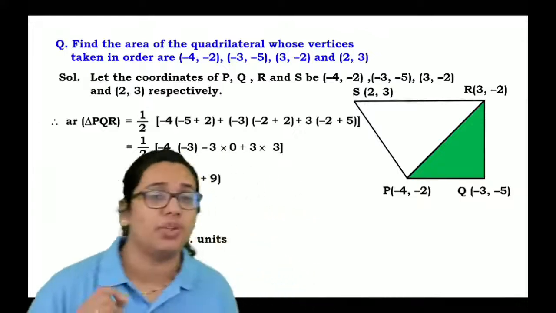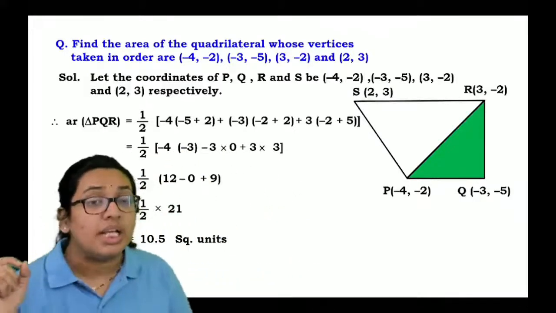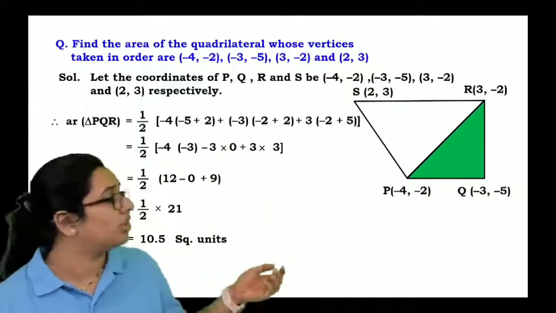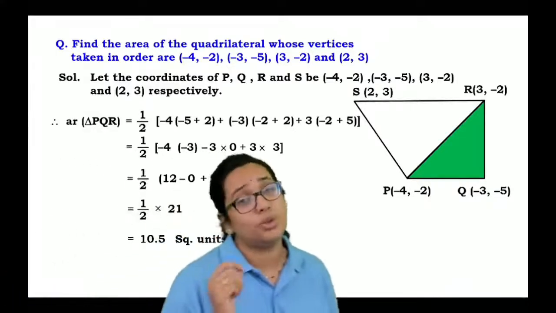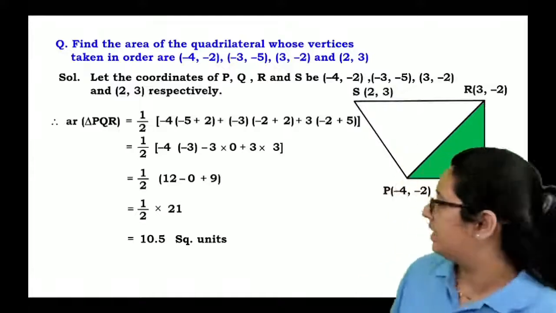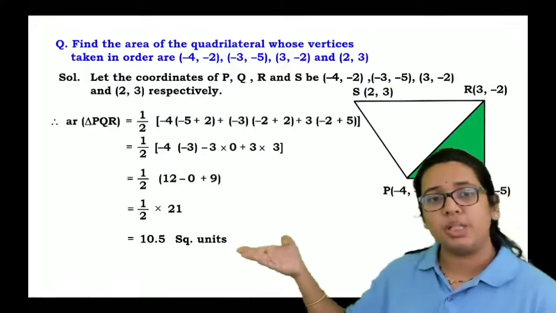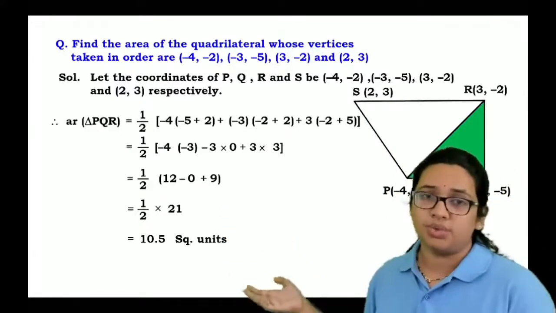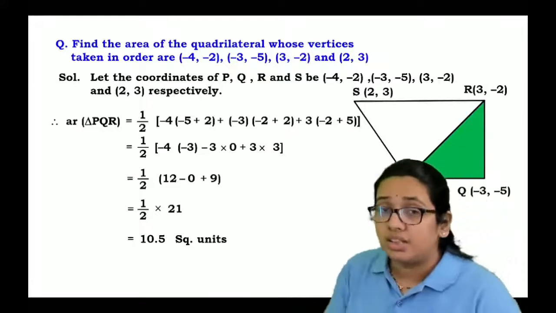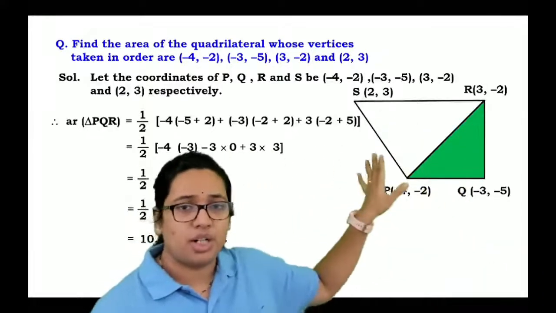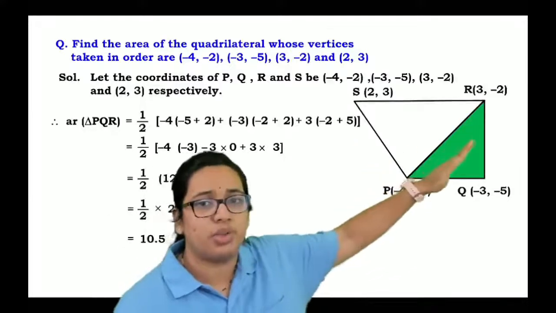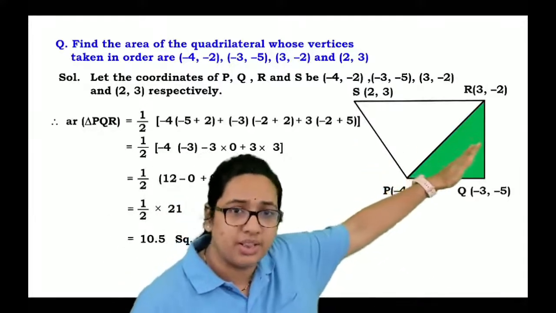Always remember that whenever they ask you to find the area of any polygon, you have to use square units. Otherwise, you will lose half a mark. Okay. So the area of the triangle PQR is 10.5 square units. We are just done with the first part. आपको quadrilateral का area find out करना था. We have just found out the area of the first triangle.